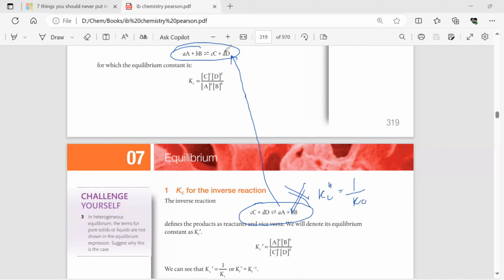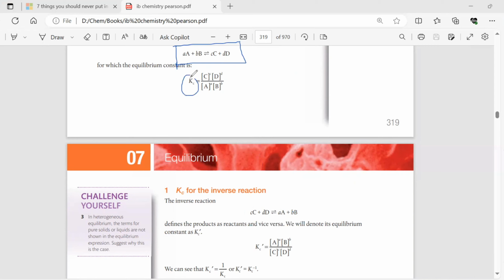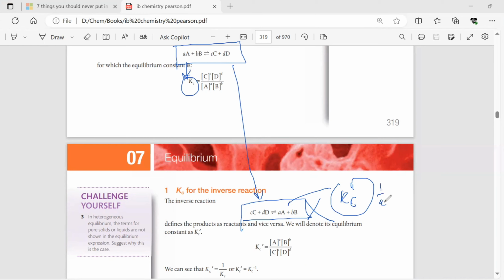Is it clear? If you are finding the Kc value of this, and now you have an opposite reaction like this, what is the Kc value of this? 1 by Kc. Is it clear? Any questions? This is a reaction we are studying, and we know the Kc value. You don't have to calculate this reaction's Kc value, just the inverse reaction. The Kc of this reaction will be 1 by Kc, right? Clear?